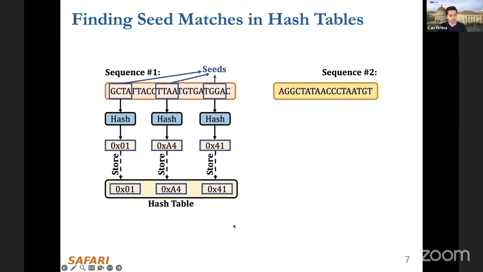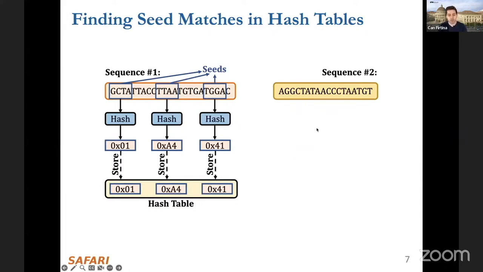Constructing such a hash table is very useful because it enables us to quickly query the hash table to find whether we have a particular k-mer or seed in that hash table, to identify the matching regions between a pair of sequences. So let's go over that step, then, to query the hash table.